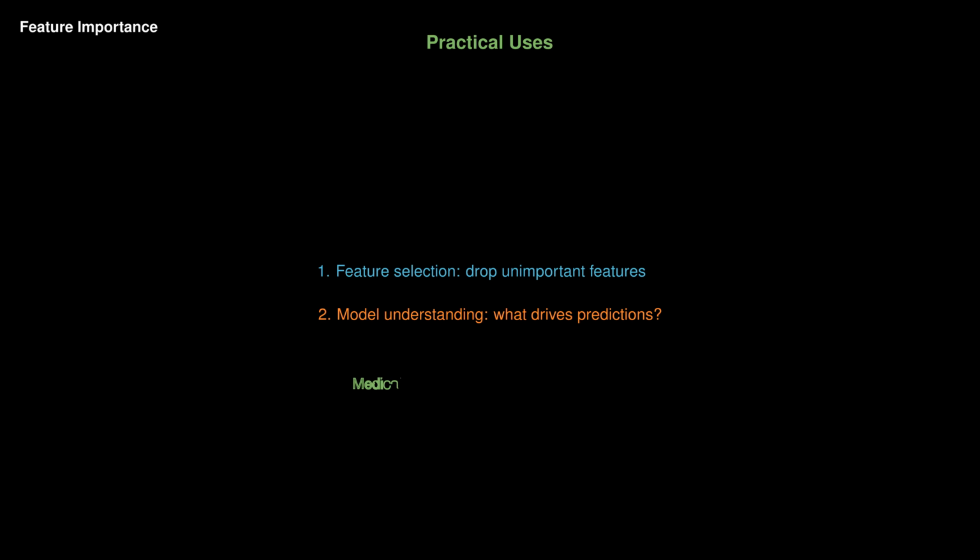Feature importance has 2 big uses. First, feature selection. If some features score near 0, drop them. Your model gets simpler and faster. Second, model understanding. Even with a complex forest, importance scores tell you what drives predictions. In a medical model, knowing blood pressure matters more than shoe size confirms the model learned something real.